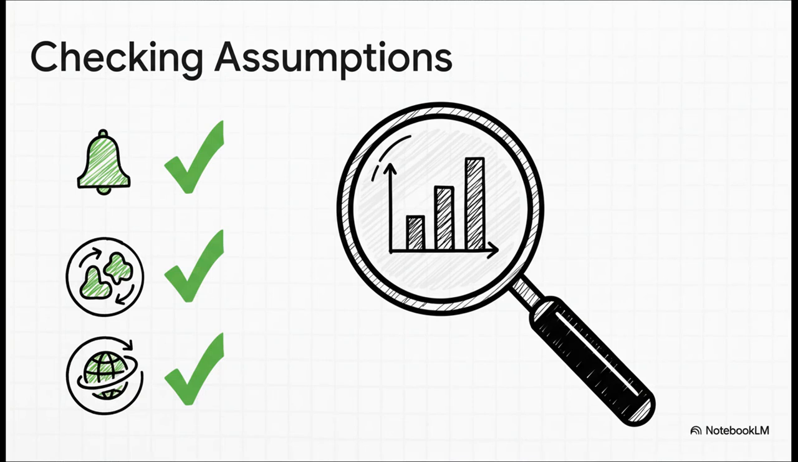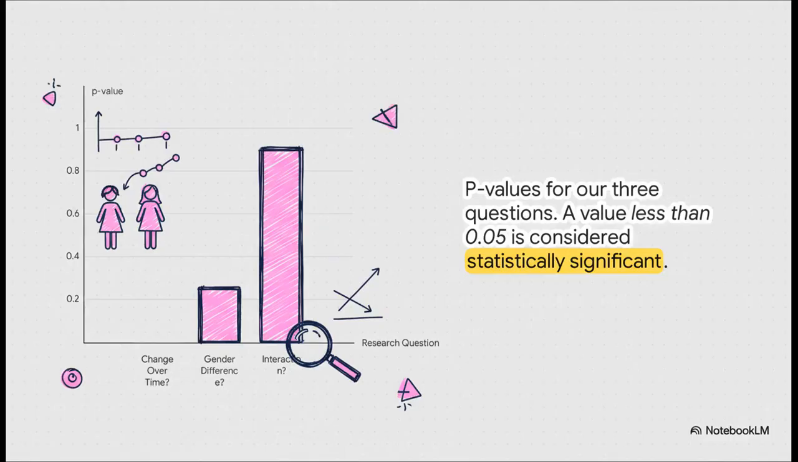Before you can trust the results of a test like this, you gotta check your assumptions. It's like checking the foundation of a house. You run these different statistical checks to make sure your data is playing by the rules. For our case study, all these checks passed, so we can feel really confident in the results we're about to see. And here they are, the answers to our three big questions.